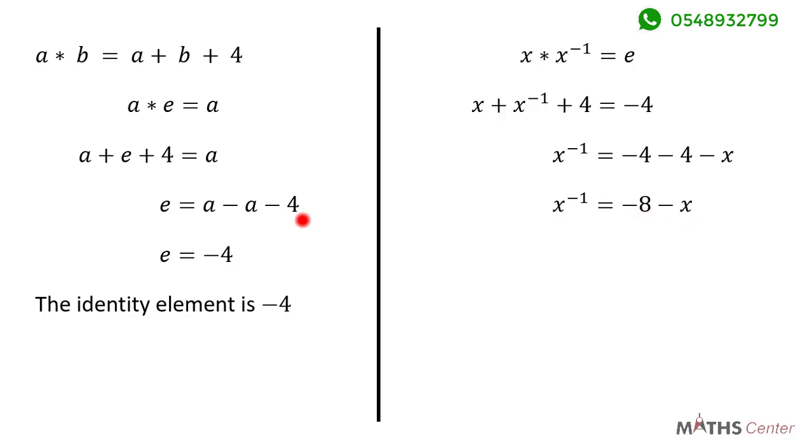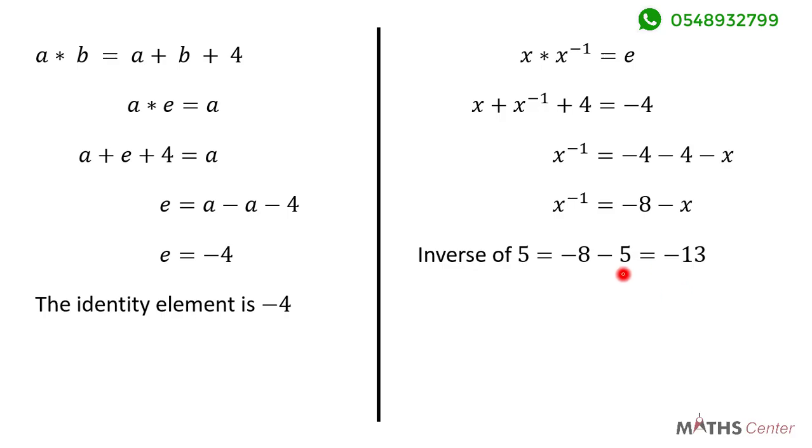The last part of the question says that we should find the inverse of 5. We have the inverse function here. We have x inverse is equal to negative 8 minus x. So if you want the inverse of 5, we will substitute 5 into the inverse function. So where we see x, we replace it with 5. So the inverse of 5 will be equal to negative 8 minus 5. And negative 8 minus 5 gives us negative 13. So it means that under this binary operation, the inverse of 5 is negative 13.